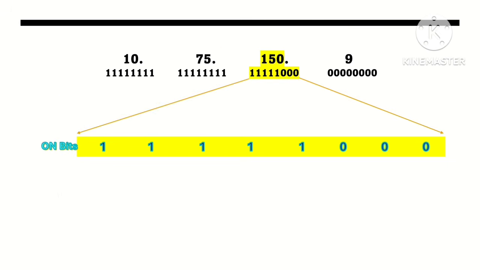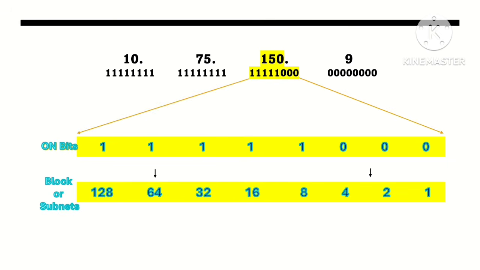It's time to reveal that particular block here, which is this. You can call it block or subnets. You have to memorize these 8 numbers, that is 128, 64, 32, 16, 8, 4, 2, 1, in the same sequence from left to right.